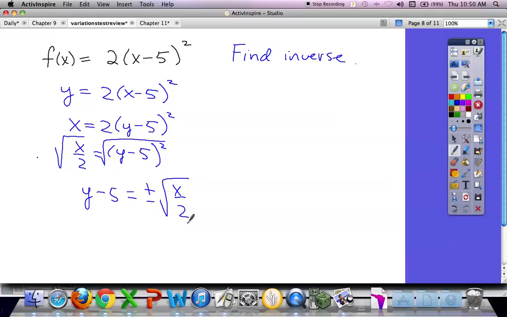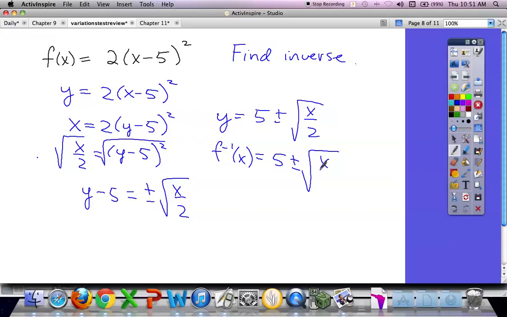Okay, I still haven't solved for y. What do I need to do? Add 5. So y equals 5 plus or minus the square root of x over 2. Last step. Well, you turn it back into f minus 1 of x, since it's an inverse. f minus 1 of x equals 5 plus or minus the square root of x over 2.